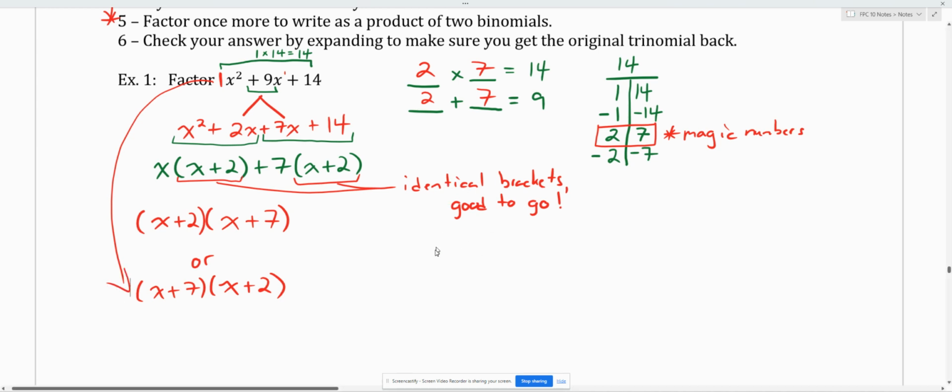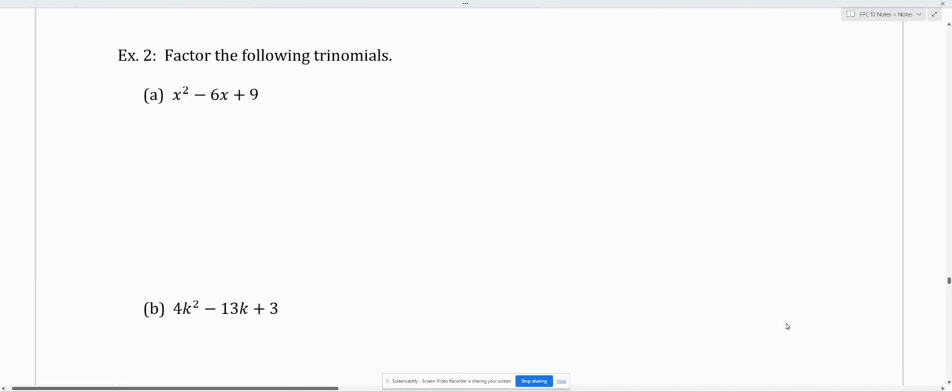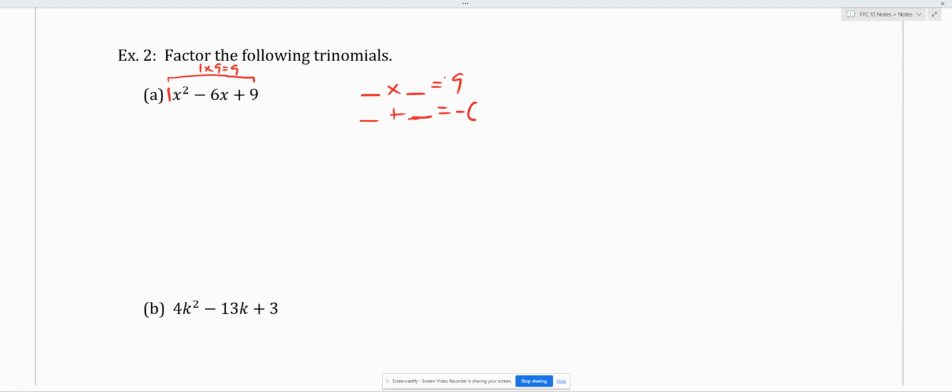All right, that was a long process. We went really slow, so let's speed it up and try some more. First step: we need to multiply our A and our C, which is 1 times 9, giving me 9. Let's now find two numbers that multiply to give me 9, while simultaneously summing to give me the middle coefficient, which is -6. Let's make our chart. So 9, its factors are 1 times 9. That doesn't work. 1 plus 9 is 10. And -1 times -9 doesn't work either because that'll give me -10.